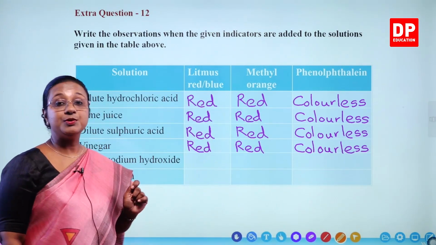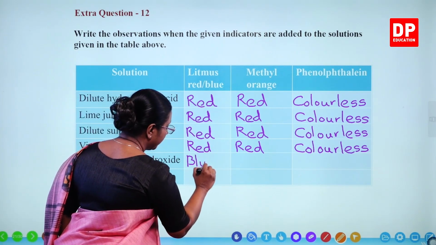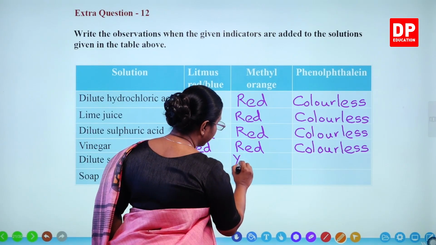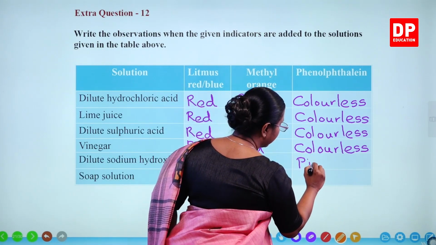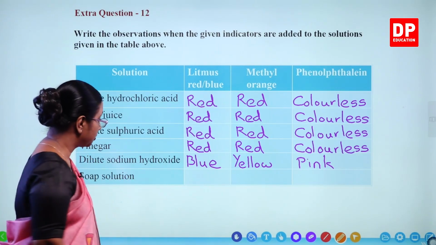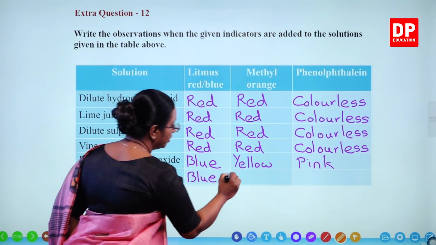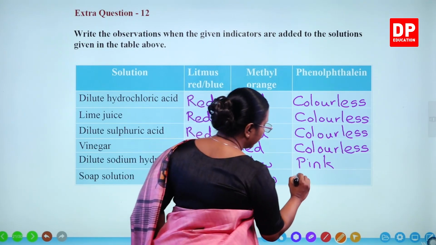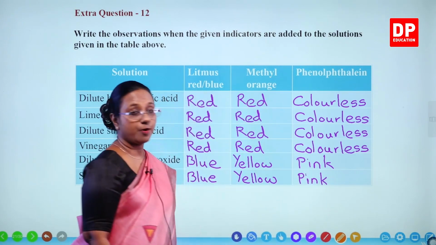Then how about dilute sodium hydroxide? The litmus color is blue because it turns red litmus to blue. And with methyl orange, the color is yellow. And with phenolphthalein, the color is pink. Soap solution, that is also a base. So, the same colors you have observed before, blue for litmus, yellow color with methyl orange and pink color with phenolphthalein.